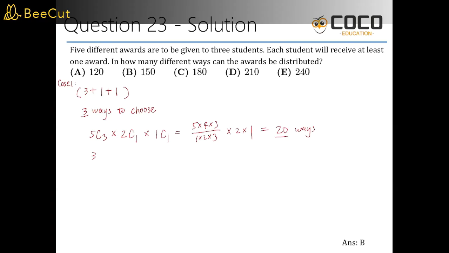So 3 ways to decide who received 3 awards, 20 ways to distribute the awards. This is 60 ways.